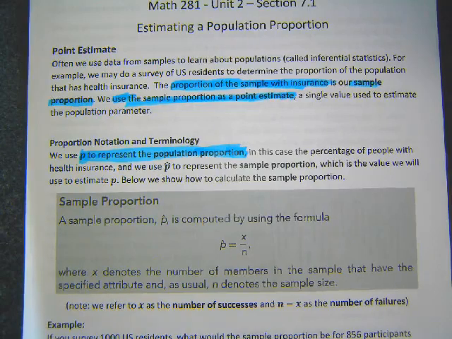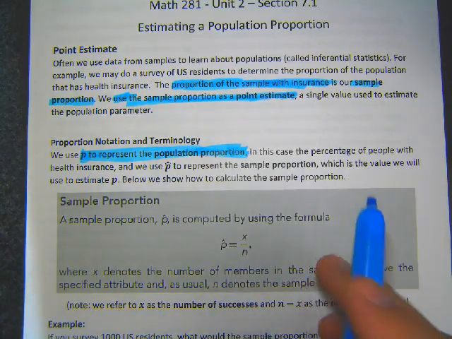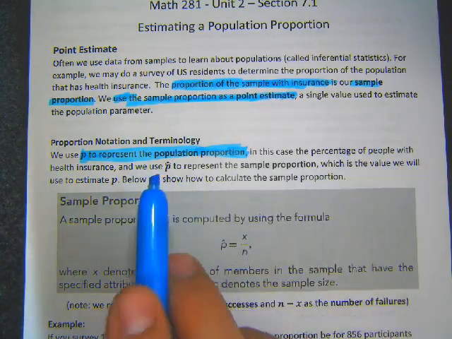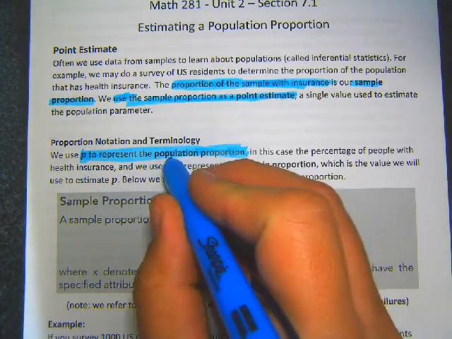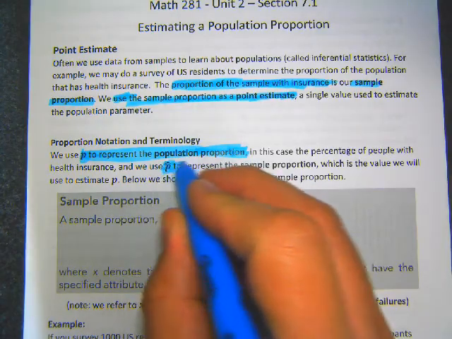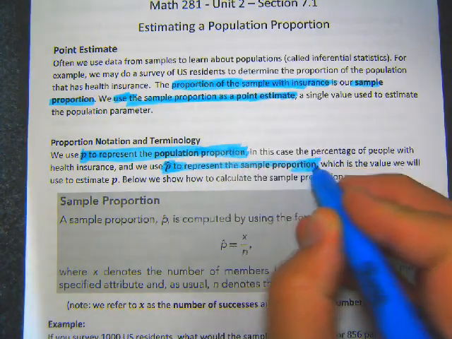But most of the time, we're trying to guess about it. And then the percentage of people, so then we use P hat to represent the sample proportion. So P hat, you put a little hat over top of it, that is the sample proportion, and it is the proportion from our sample.